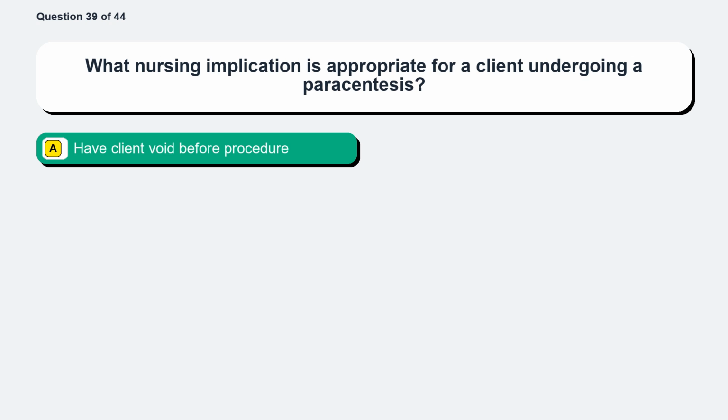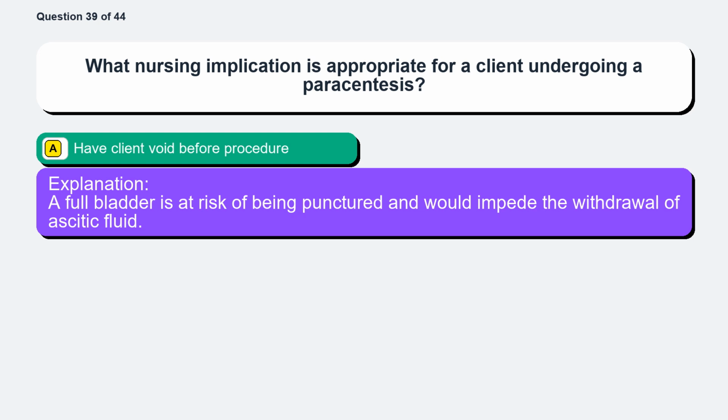The correct answer is option A. Have client void before procedure. A full bladder is at risk of being punctured and would impede the withdrawal of ascitic fluid.